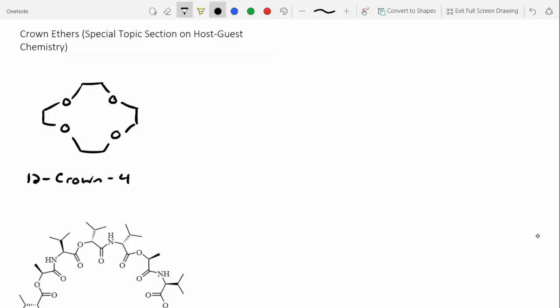You can synthetically make this. You can even just buy it from a chemical company now. And they tried making different size crown ethers. So in this case, this one has 4 oxygens in it. The next one we have looks pretty similar. However, we've got 5 oxygens in it. So I'll draw in our oxygens first.